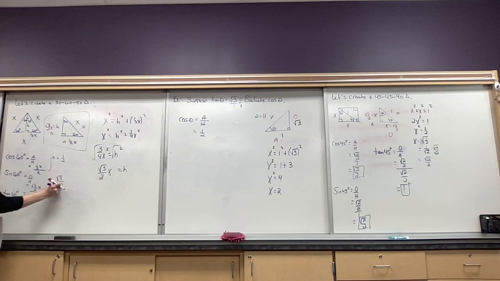So we get square root of 3 over 2. So sine of 60 degrees is equal to square root of 3 over 2. Every time.